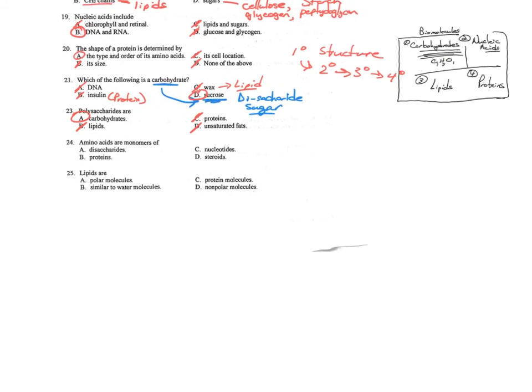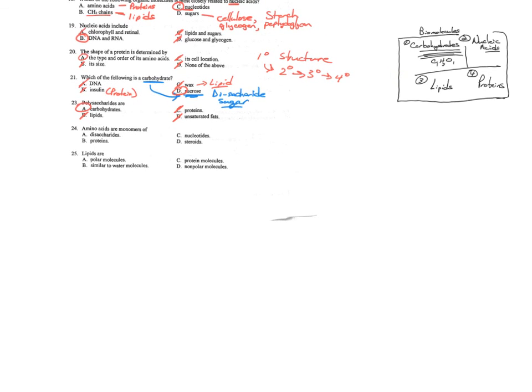Are you feeling more comfortable that you understand what you didn't understand? Yes. Amino acids are monomers of what? Proteins. That's right. Amino acids are the monomers of that polymer known as proteins. Very good. Not a disaccharide, not a steroid, not nucleotides.